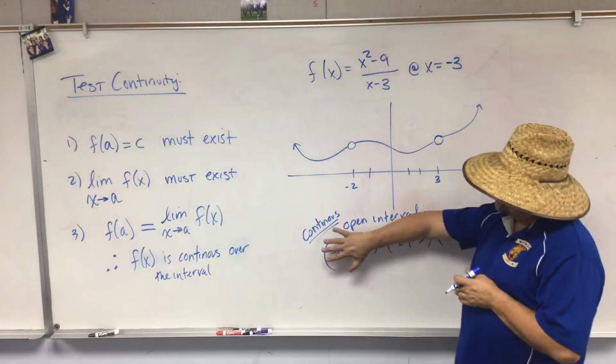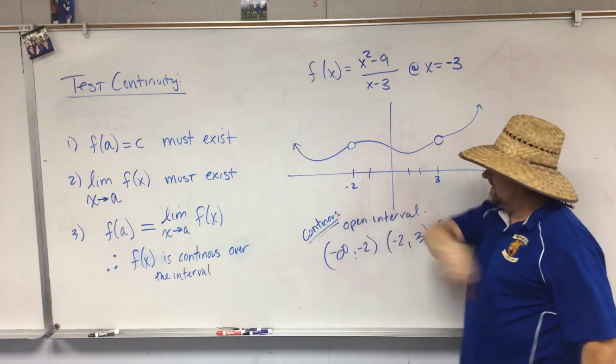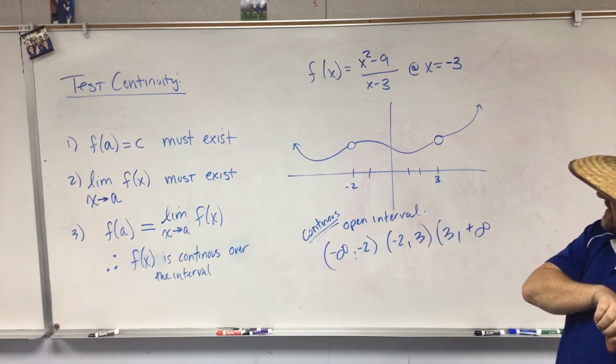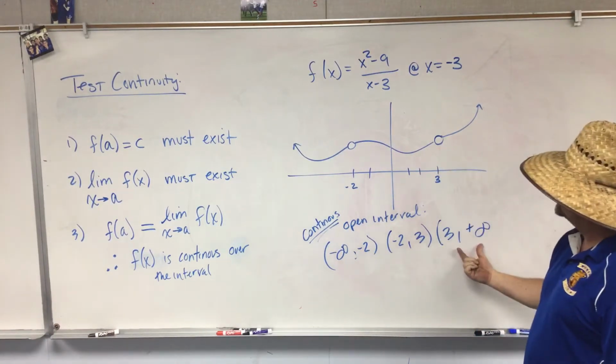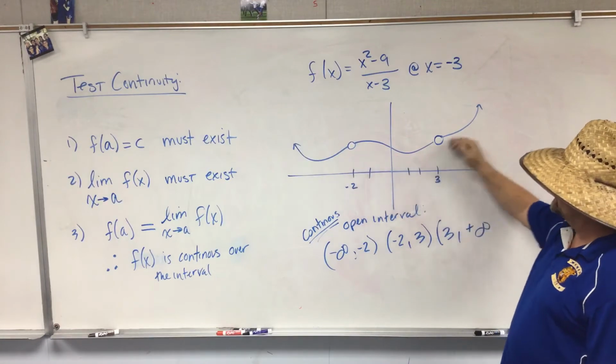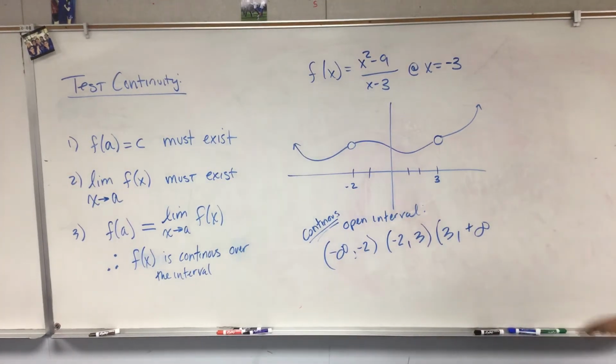So if we covered this up, this is not continuous. If I took that and said, okay, what's the open interval for it to be continuous? You're saying that I can only use this, this, and this. So therefore now it's continuous on these intervals. So there's a lot of ways we can manipulate it.